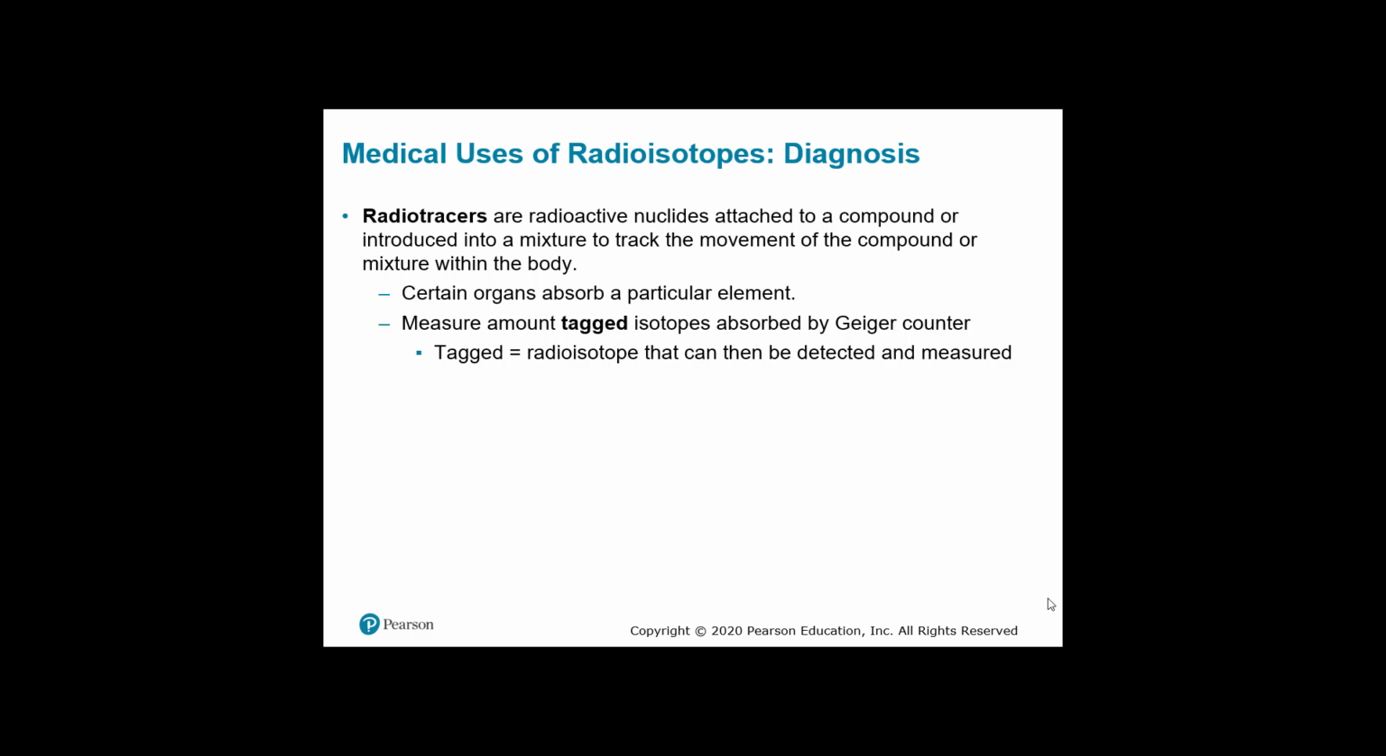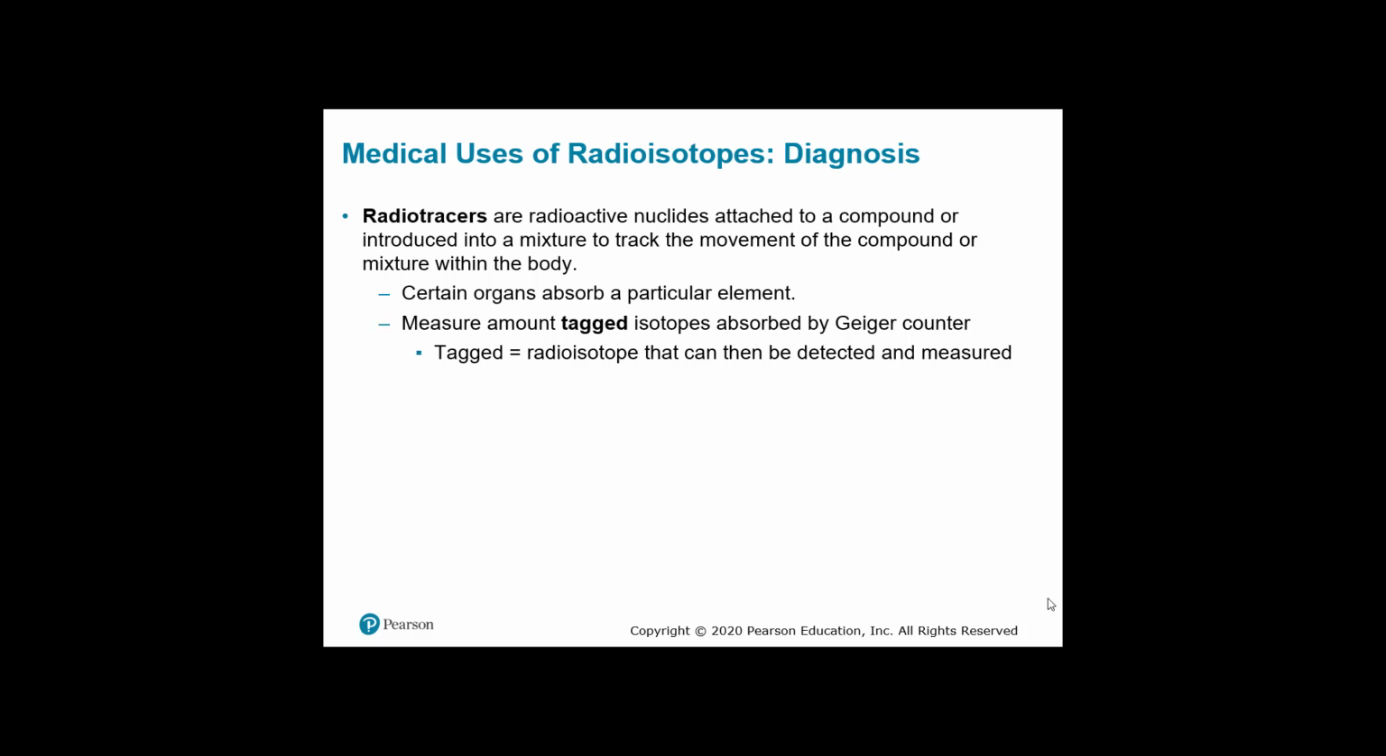So the first thing is radio tracers, which is exactly what it sounds like. They're tracers that can be traced within the body. They are radioactive nuclides that are attached to a compound, and they can go through your body. Your body will not know the difference between a radioactive isotope and a stable isotope, for instance. It will take it as the same thing.